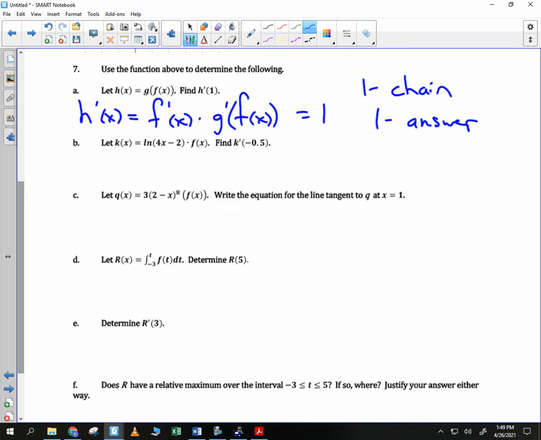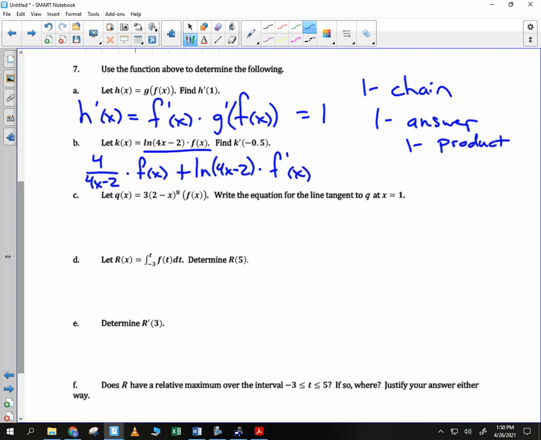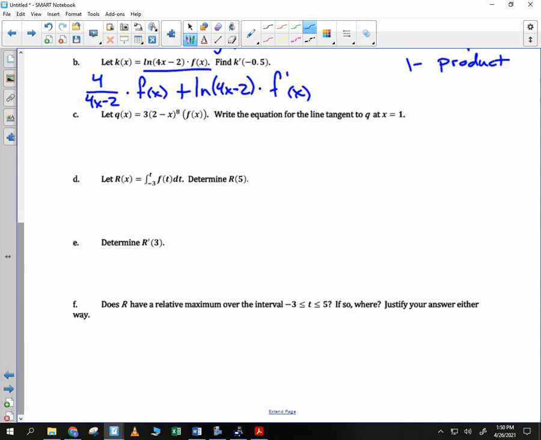For letter B, this would require the use of the product rule, which would be 4 over 4x minus 2 times f of x plus the natural log of 4x minus 2 times f prime of x. So you get 1 point for using the product rule, assuming you have that correct. And then the result here actually ends up being undefined. So there's no point for an answer. The reason is because I asked you to find k prime of negative 0.5. If you plug negative 0.5 in, you come up with the natural logarithm of a negative number. And you can't take the natural logarithm of a negative number. So my bad, I wrote a stupid problem.